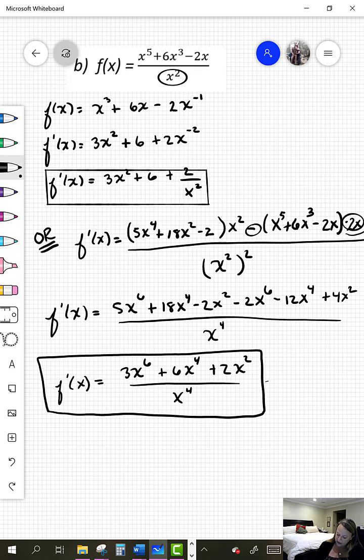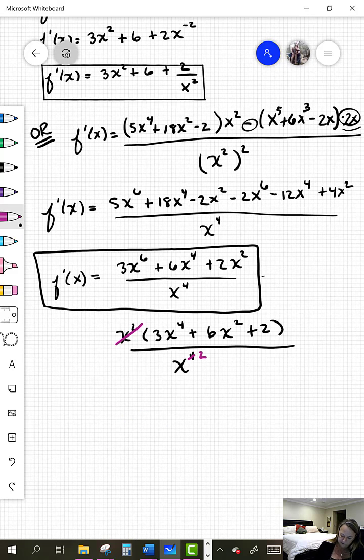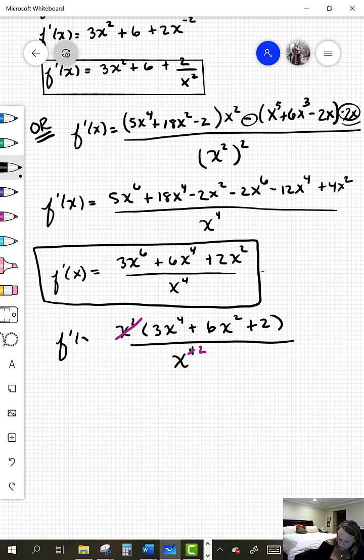Actually, technically we should pull out an x squared here. That would give me 3x to the 4th plus 6x squared plus 2 all over x to the 4th. And then this cancels an x squared with 2 of them down here. So the really cleaned up form is 3x to the 4th plus 6x squared plus 2 all over x squared.